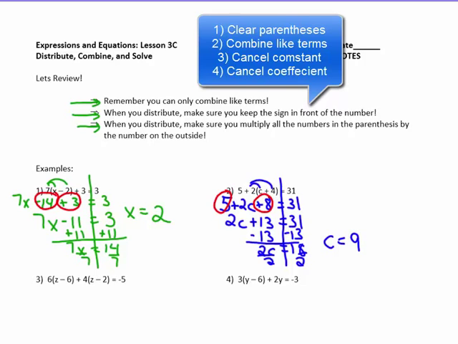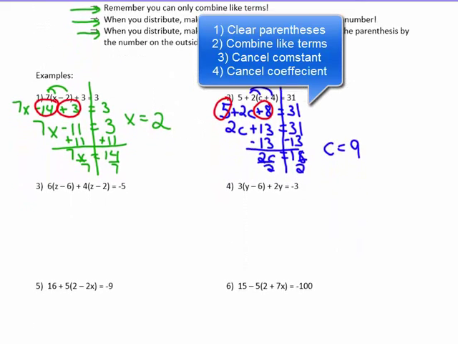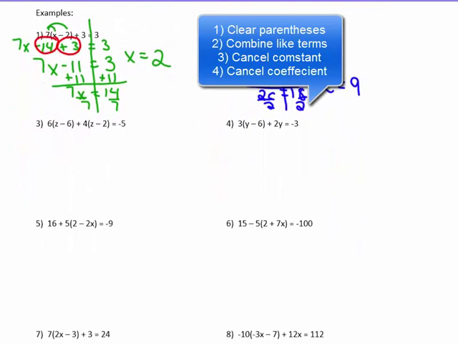All right. Number 3. It looks really hard because there are 2 sets of parentheses. That just means I have to do my distributive property twice. So the first time I'm going to get 6z minus 36. For the second one, 4z minus 8 equals negative 5.